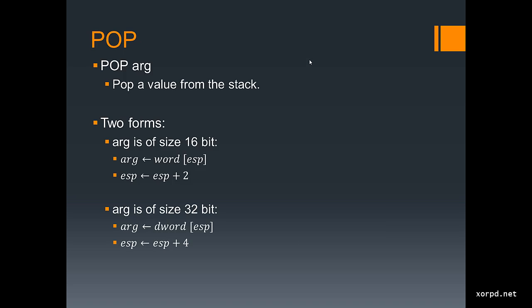The next instruction, as expected, is called pop, and it has the form pop arg. In this instruction, as opposed to the push instruction, arg has to be some kind of container, because the result of the pop is going to be stored inside arg. Pop basically stands for pop a value from the stack, and this value is going to be stored inside arg.